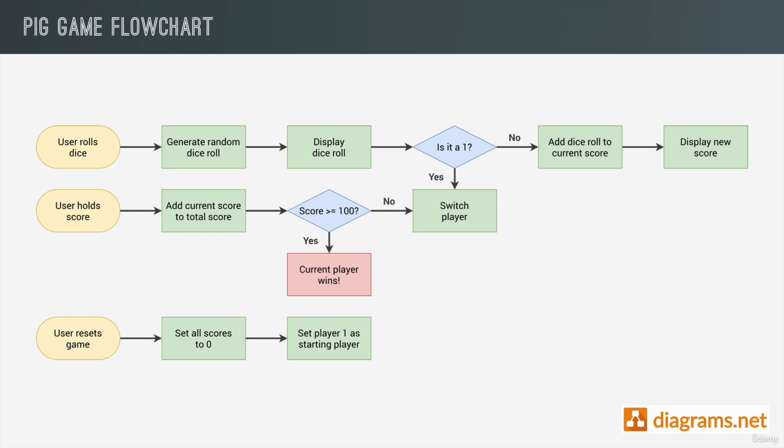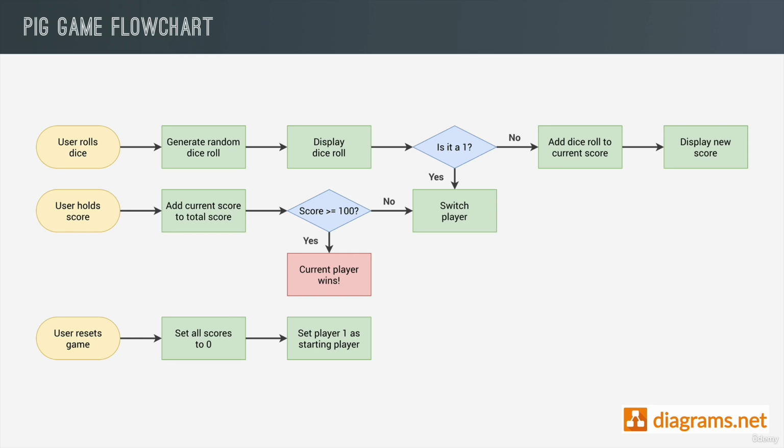So whenever the user rolls the dice, so clicks that roll dice button, then we need to generate a random dice roll. Then we display that dice roll, and then we check whether it is a 1. If it's not a 1, then add that dice roll to the current score. And of course, display it. Right? So that is exactly the behavior that we saw when we tested out the game earlier. Right? Now, if the dice roll is actually a 1, then simply switch the player. And so in this case, the dice roll will not get added to the current score.